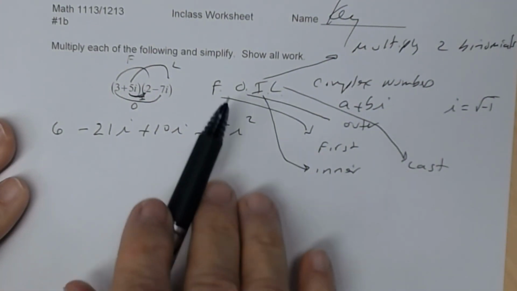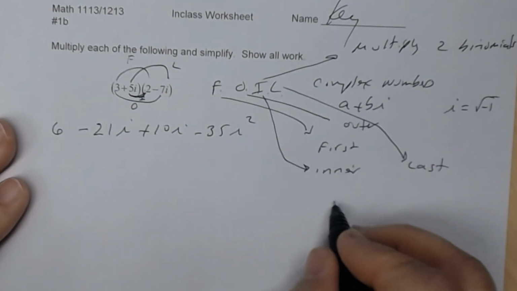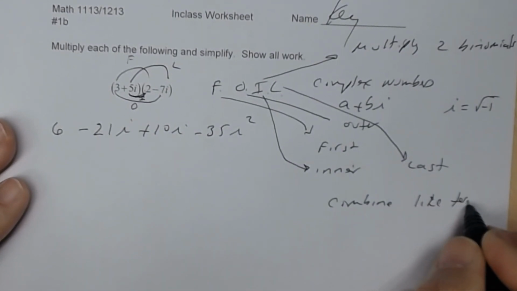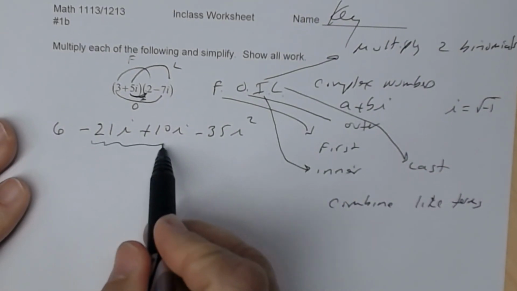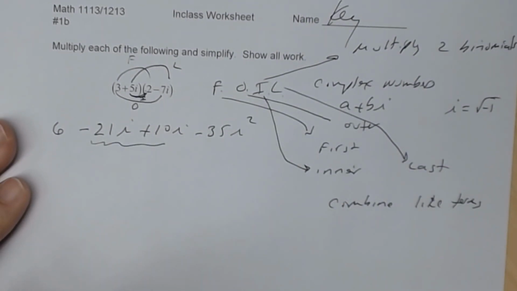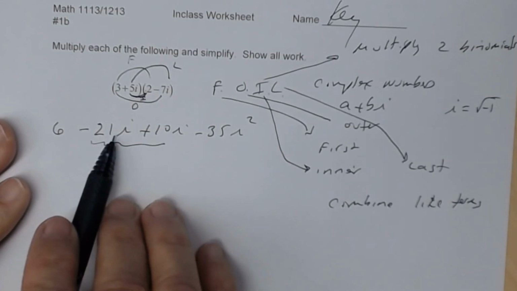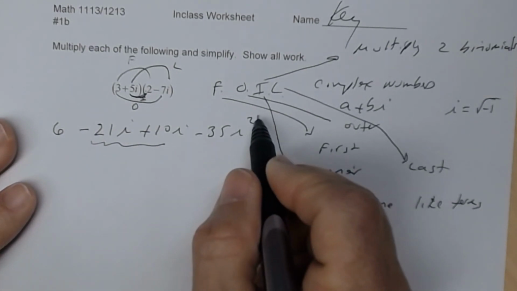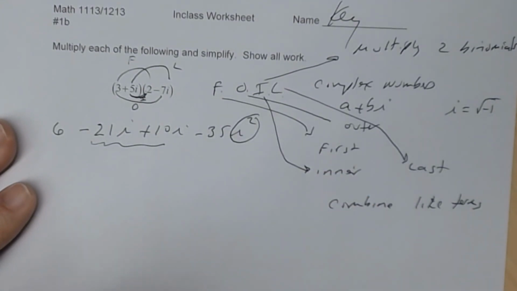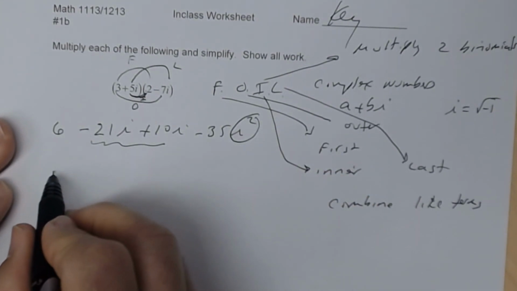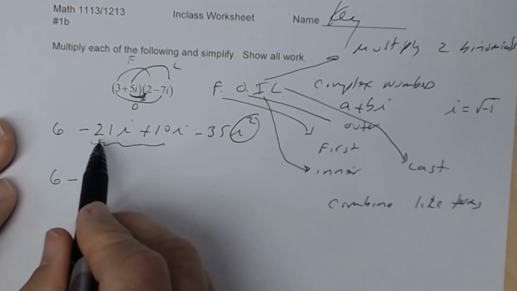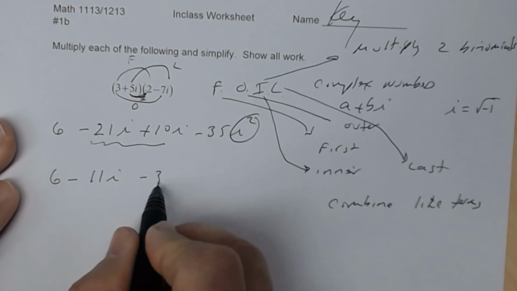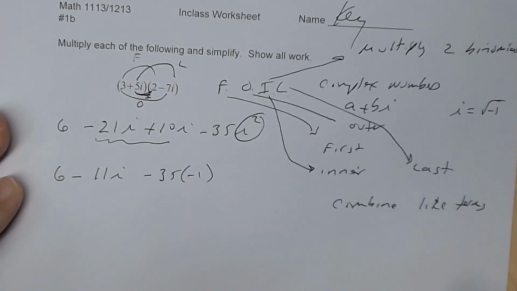Okay, now the next step is to combine like terms. So -21i and 10i are like terms. It's just like when you had polynomials, -21x plus 10x, you can combine them. So we can combine these, and then we also know that i squared is equal to -1. So what I have is this: 6 minus 11i, and then this becomes -35 times i squared, which is -1.